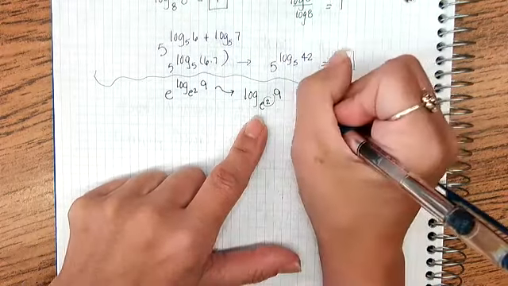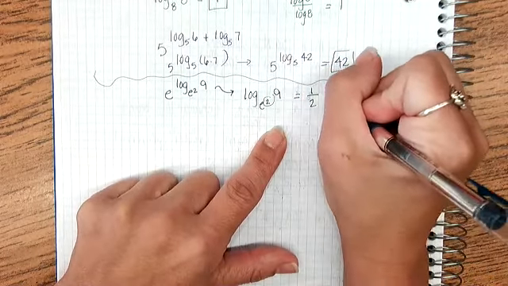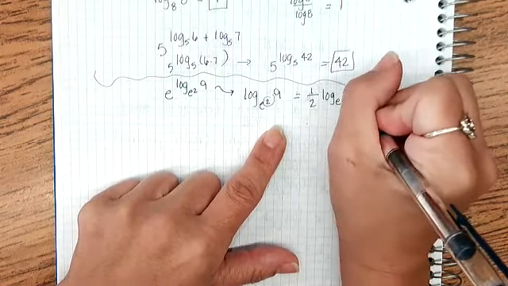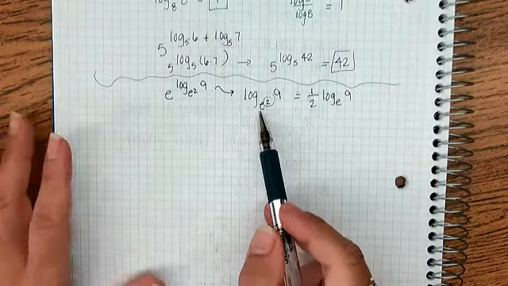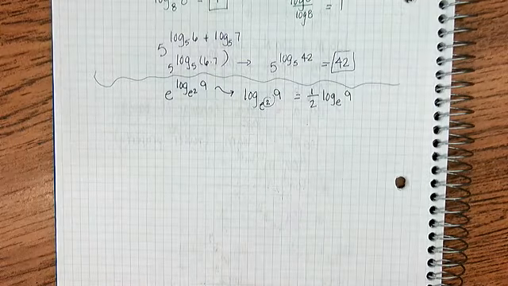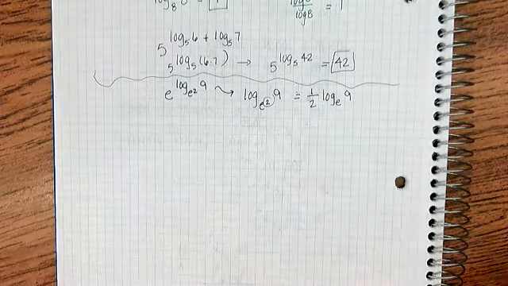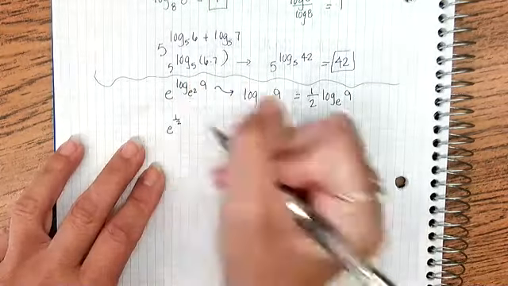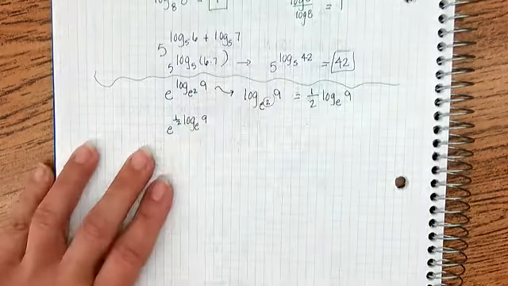the exponent is 2. This is the same thing as 1/2 the log base e of 9. Property: the exponent of the base comes out as 1 over whatever that exponent is. So in this case, the exponent's 2, comes out in front as 1/2. So I have now e to the 1/2 log base e of 9.